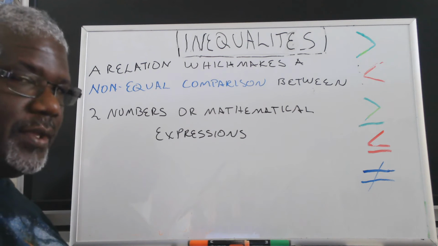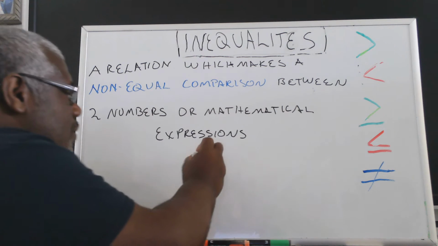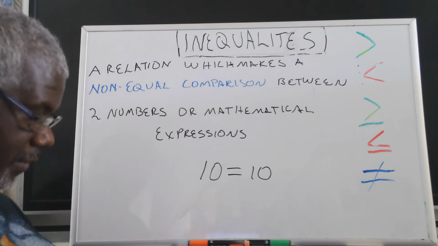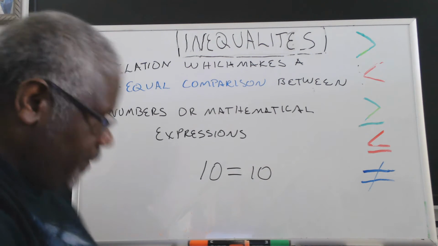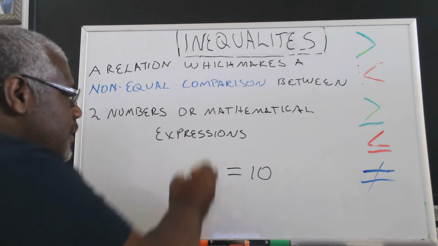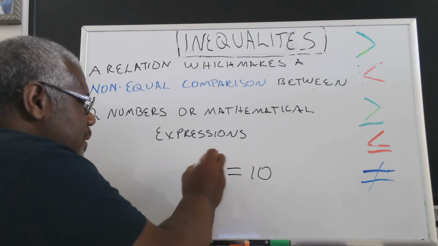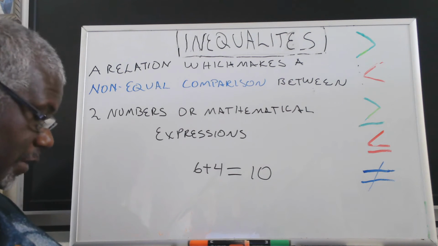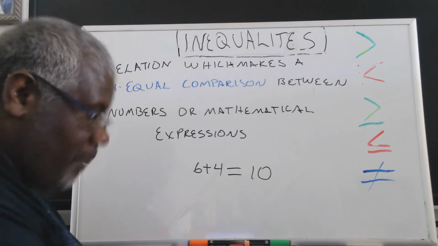Well, let's look at something that we know is a fact. We know that 10 equals 10 all day, all night long. That's an equation. We also know that 6 plus 4 is 10. Same thing, we kind of know that just by memory.